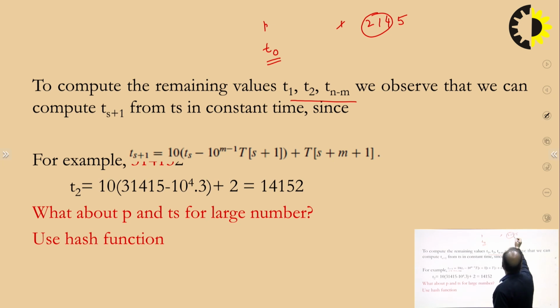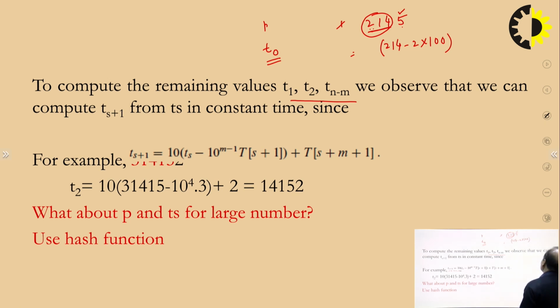So how does this algorithm know the next number? Suppose that you have already processed 214. In order to know the next number, this 214 is the old number. Subtract the leading digit 2 from the old number, and since this is 3 digits, multiply by 100. So you subtract this 2 from it. You have subtracted the most significant digit, and then multiply by 10. Why 10? Because the radix is 10.